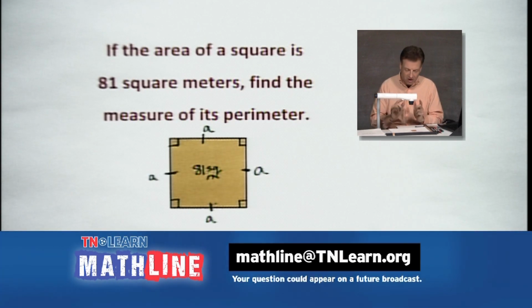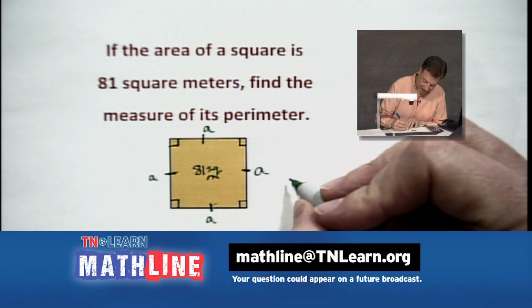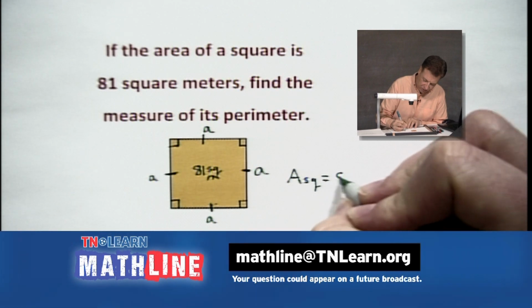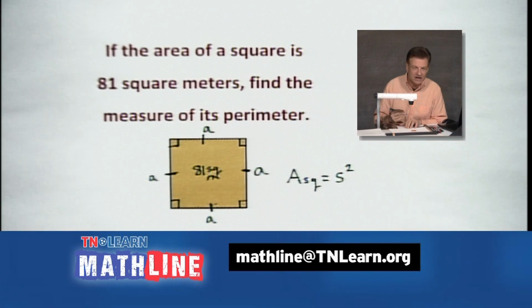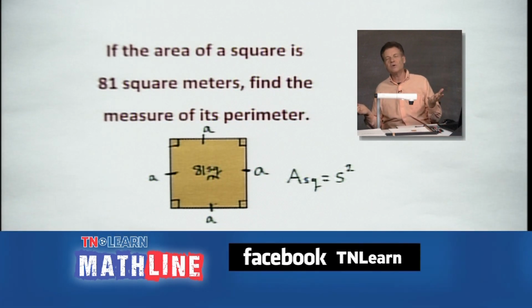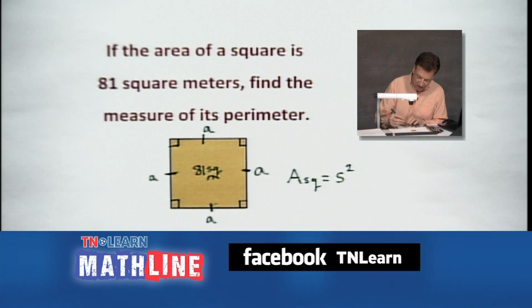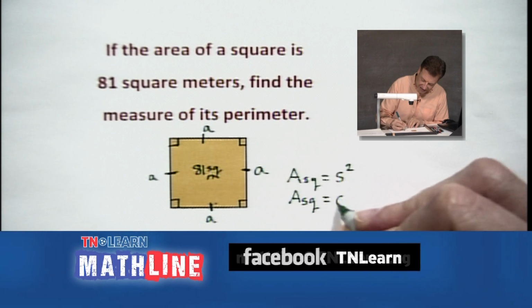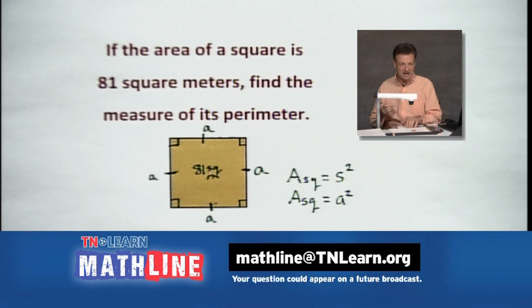Now, how do we work backwards? Well, there's a little formula for area of a square. So let's look at that. Area of a square is equal to S squared. I use S. You want to call it A squared. However, I've got A's, don't I? So let's call it A, all right? So the area of the square, the big A, is equal to little a squared. Little a represents the length of your sides here.